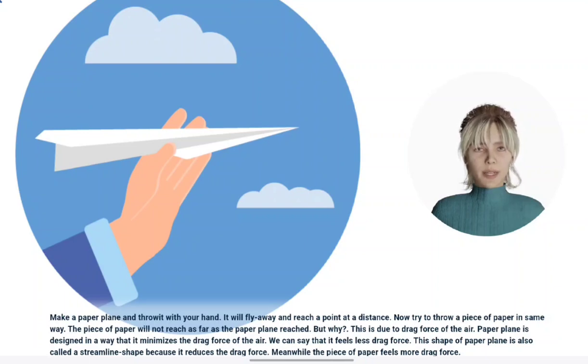Paper plane is designed in a way that it minimizes the drag force of the air. We can say that it feels less drag force. This shape of paper plane is also called a streamline shape because it reduces the drag force. Meanwhile, the piece of paper feels more drag force.